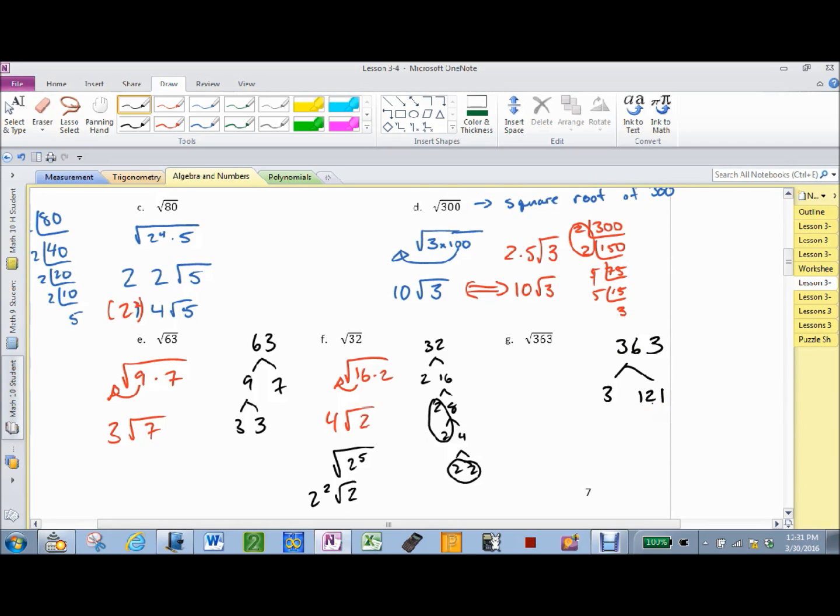Why? Because 11 times 11 is 121, isn't it? So do I know the square root of 121? It's 11, so what comes out? 11, and what stayed under there? 3. Is everybody good? Yeah? Okay.